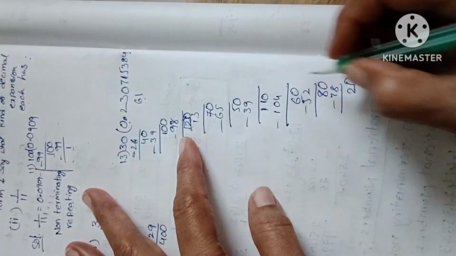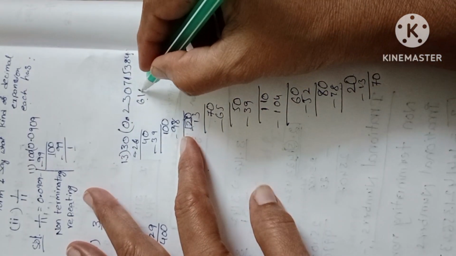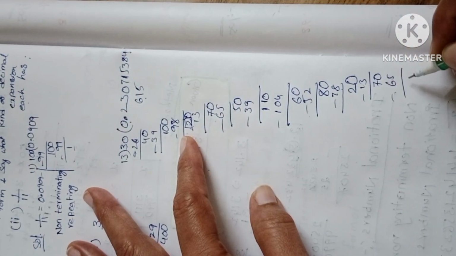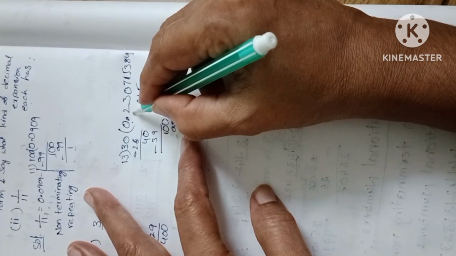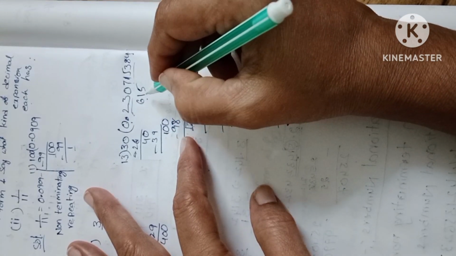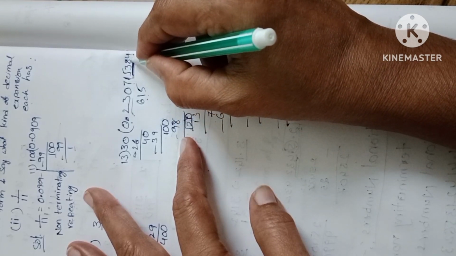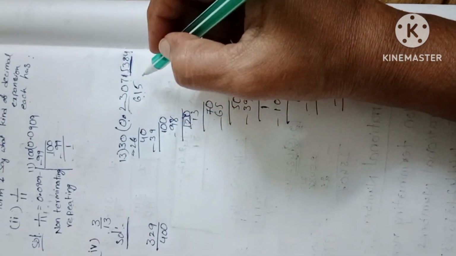So 13 1s are 13. Remainder 7. Then write 0. 13 5s are 65. Remainder 5. So after these many decimal places, the pattern is going to repeat. 1 5 3 8 4 6 is going to repeat.